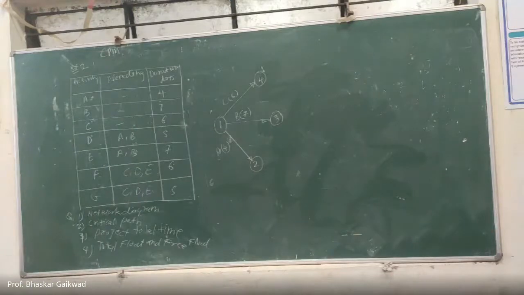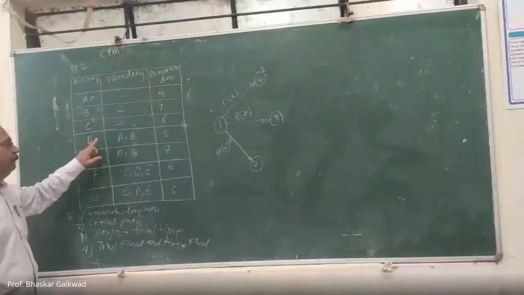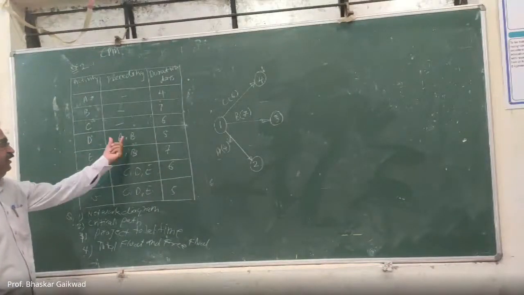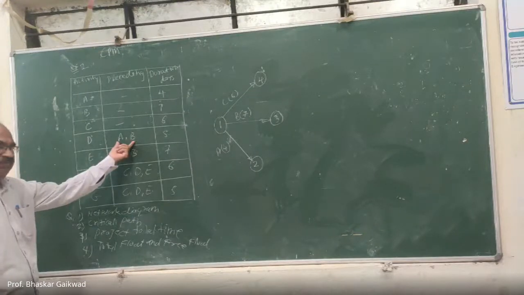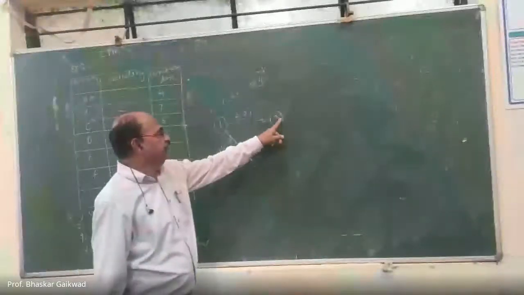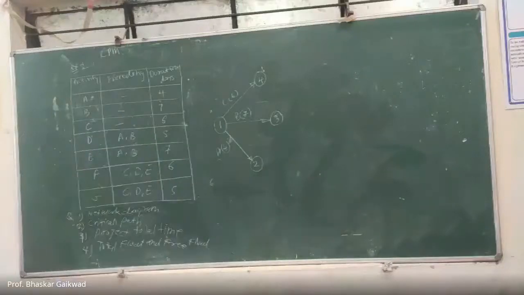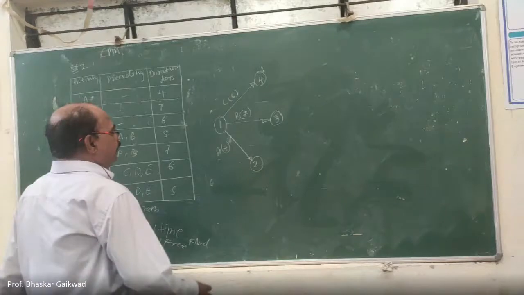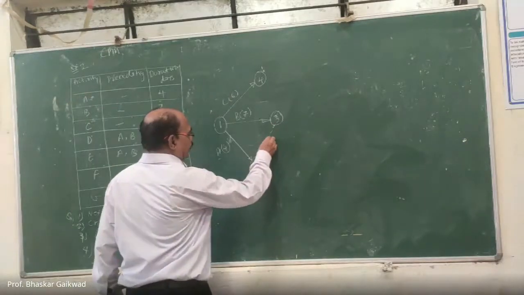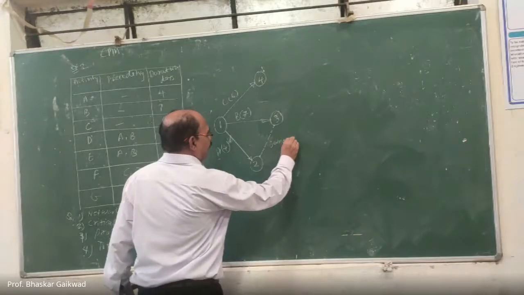Now D will start from A and B. Where are A and B? From that, D will start. Now A ends here, B ends here. Both are not at the same place. Under this situation, you have to make one dummy activity. You have to show it by dotted lines. So this is the dummy activity, and here the time is 0.